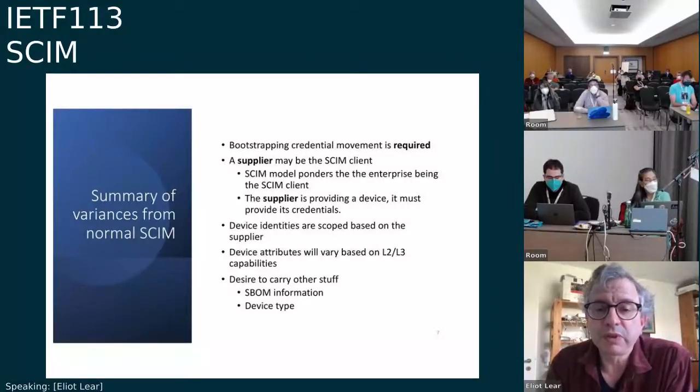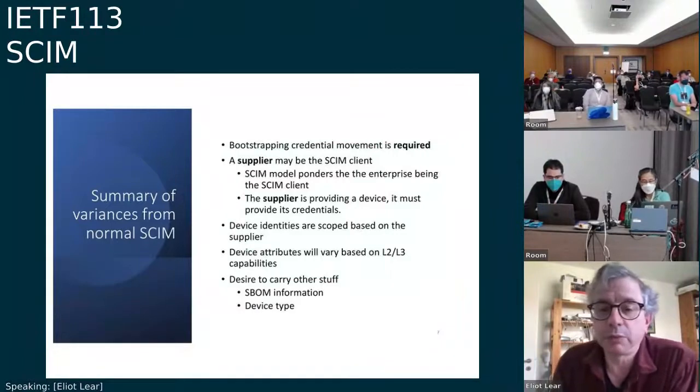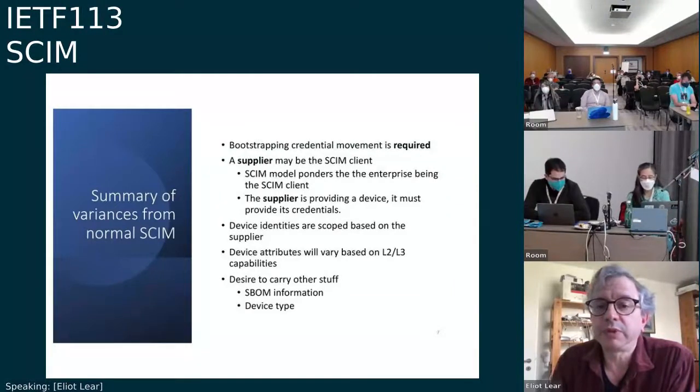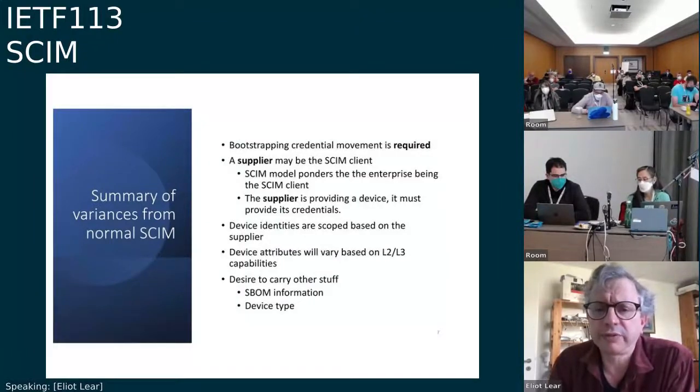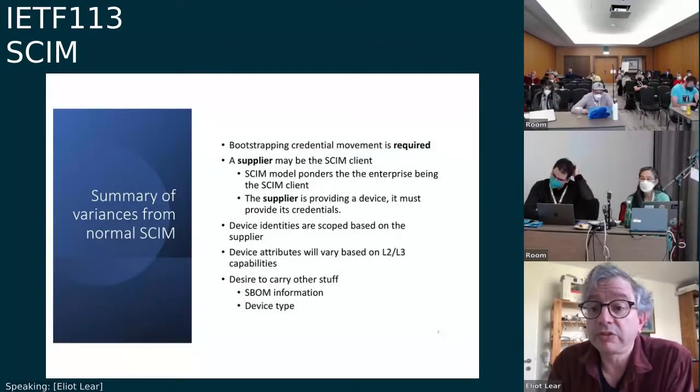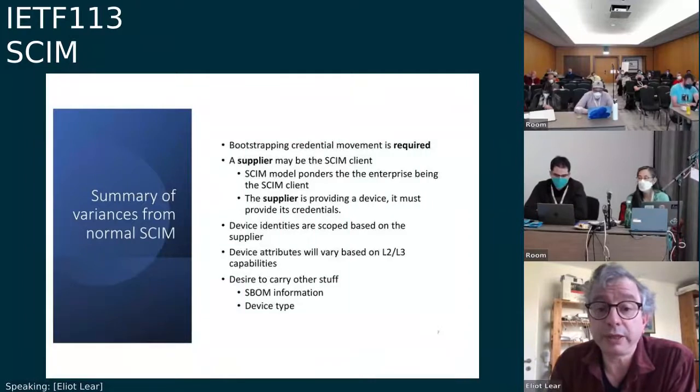So there was an old commercial in the 1980s that said, this is not your father's Buick. Well, this is not your parents' Skim, right? This is a little different. First of all, bootstrapping credential movement is required in these cases. In the cases that we're discussing, it's not something that will happen sometimes. It's something that's likely to happen every time. The supplier may be the Skim client as opposed to a service that the enterprise calls out. Although the connection direction is something that we do need to discuss in a lot more detail.